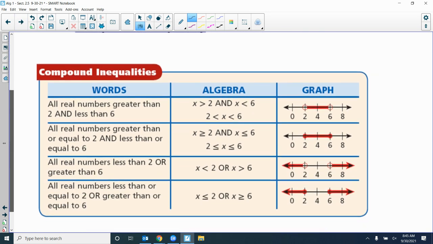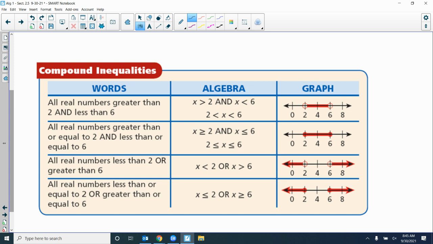So take a look at that chart you got on your paper. This is just what we went over. We said all the numbers greater than 2 and less than 6. You can write it two ways. I can say x is greater than 2 and x is less than 6, or I can do this little statement that we had earlier. This is the graph. The only difference between the first and the second one is you can throw in the word equal to: greater than or equal to or less than or equal to. So then you have solid dots.